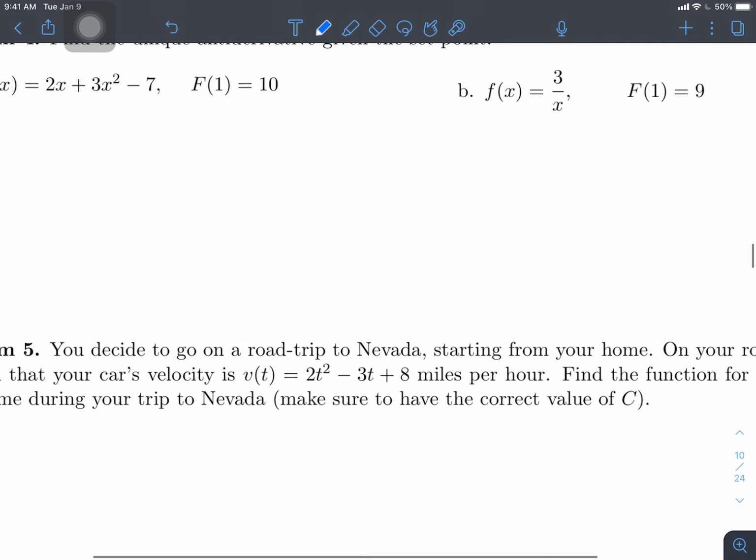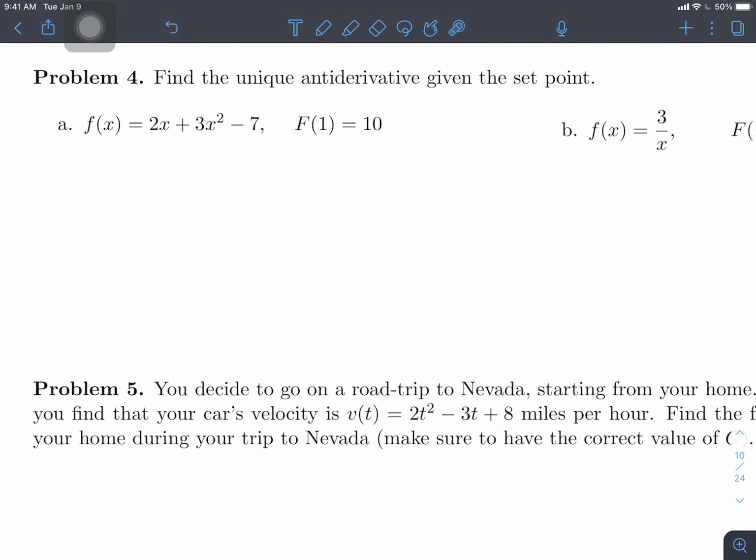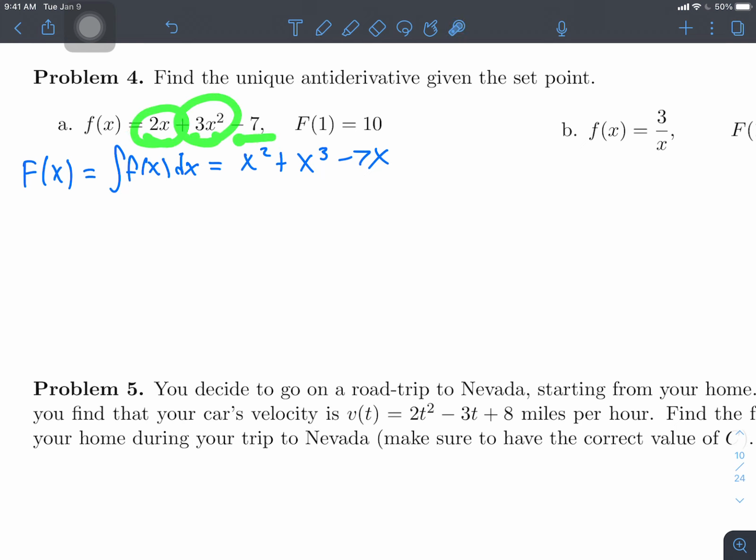So let me show you an example. Say the derivative of our function is 2x plus 3x squared minus 7, and I also know that when I plug in 1 I get 10. I can figure out what the constant is, because I know that capital F of x is going to be the integral of little f of x dx, which is going to be equal to x squared plus x cubed minus 7x. So that's 3 rules. I use the power rule twice and the constant rule once. Plus c, right?